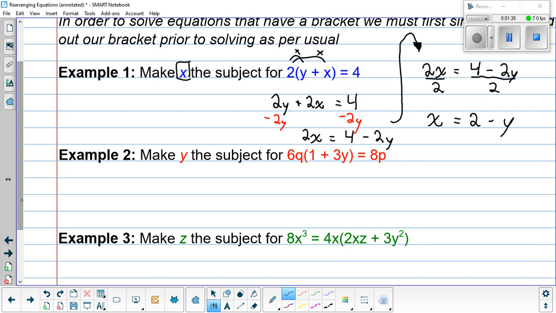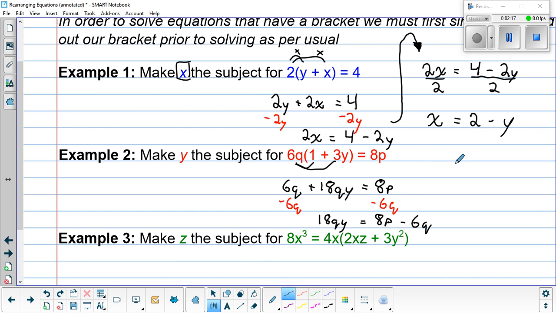Here we have make y the subject for 6q bracket 1 plus 3y bracket equals 8p. Whew, looks scary. It's not. So 6q times 1 is 6q. 6q times 3y is, well, 6 times 3 is 18, and then just qy. And that will be equal to 8p. So now, what do we have to do? We have to subtract off this 6q, so we subtract off 6q. Then we'll be left on the left side with 18qy equals 8p minus 6q.